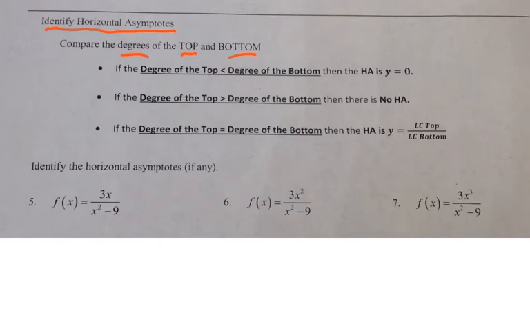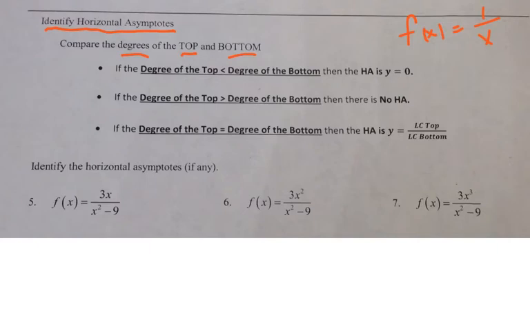Okay, so if we go back and we think about f of x equals 1 over x, the degree of the top is smaller because the degree of the top is 0 and the degree of the bottom is 1. That's why that has that horizontal asymptote at y equals 0.